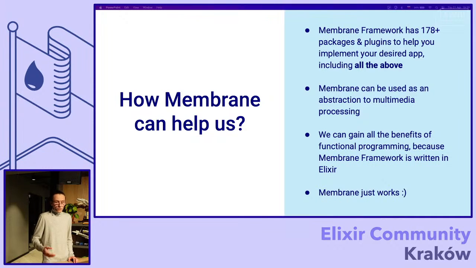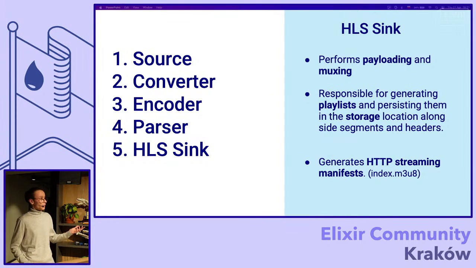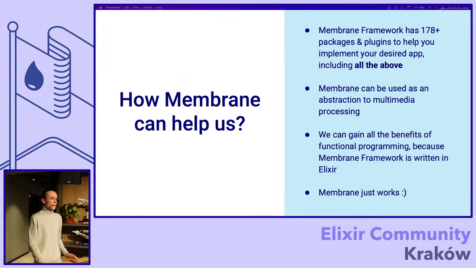We can gain all of the benefits of functional programming because the Membrane framework is written in Elixir, which is based on Erlang OTP, and because of that, we can convert our vision, like these 5 bullet points, to just a pipeline, and simply perform all of the actions using this simple pipeline.